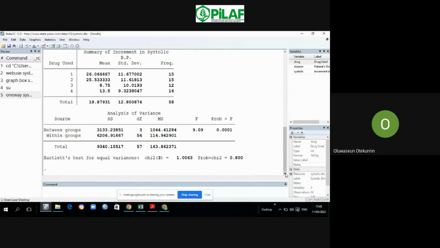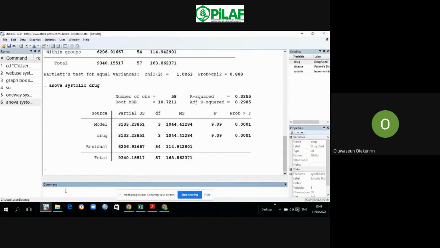And for us to be able to conclude on that, we have to go to the other command, and that is the ANOVA command. This ANOVA command has the advantage of enabling us to run prediction tests and other post-estimation commands. So what we do now is to run that ANOVA command. ANOVA systolic, then drug. ANOVA systolic, drug.